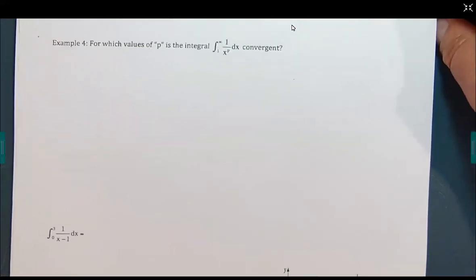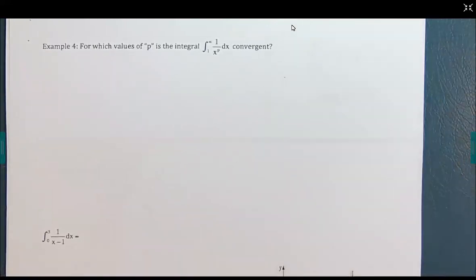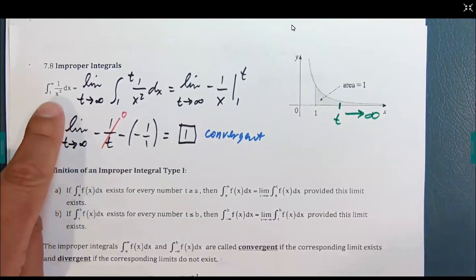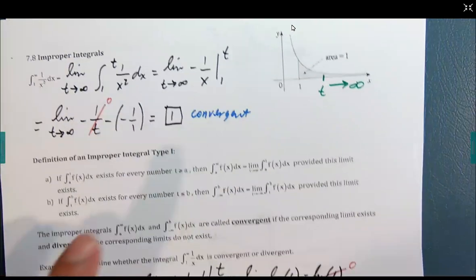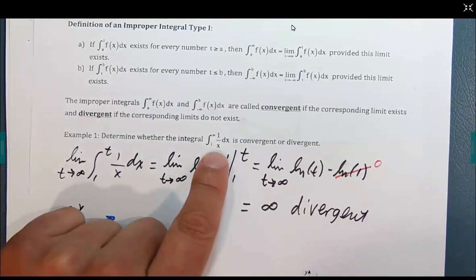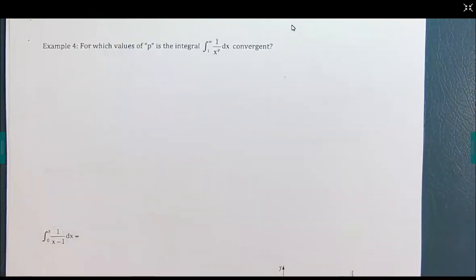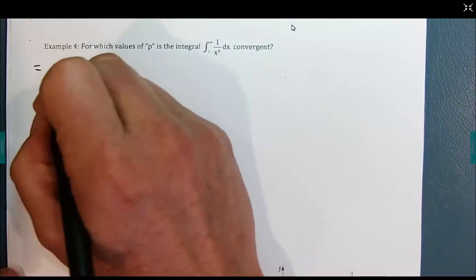All right, so now we're going to have some fun. I want to go back to our original two problems. This one, the exponent was a 2 and it was convergent. This one, the exponent was a 1 and it was divergent. So this begs the question, for which values of p is the integral from 1 to infinity of 1 over x to the p dx convergent? Interesting. So let's fix this up just a little.